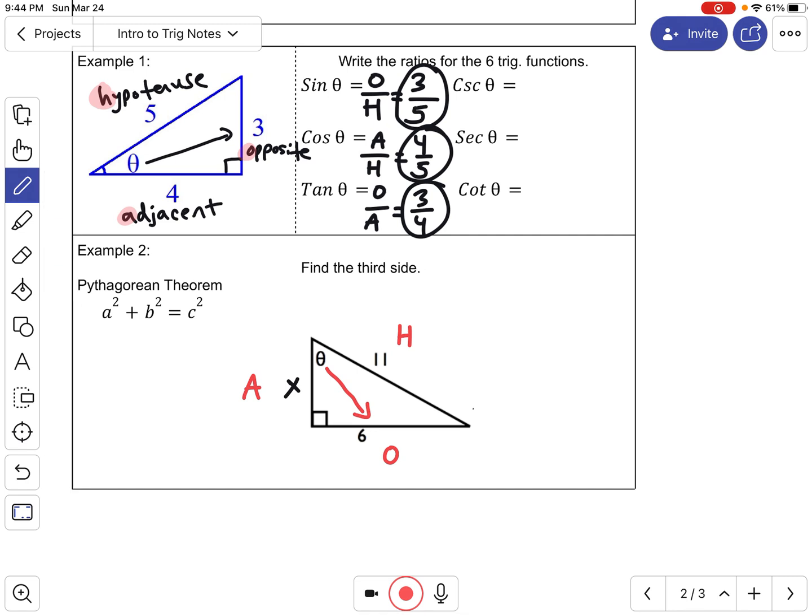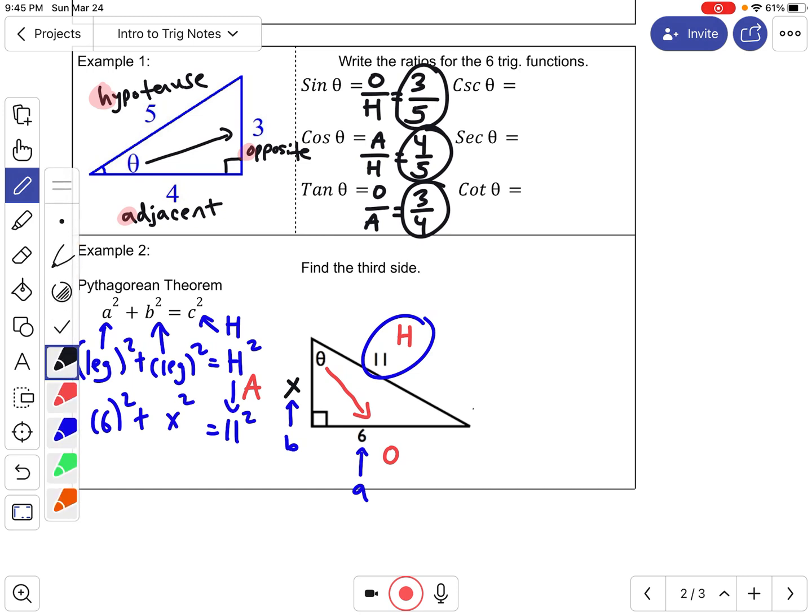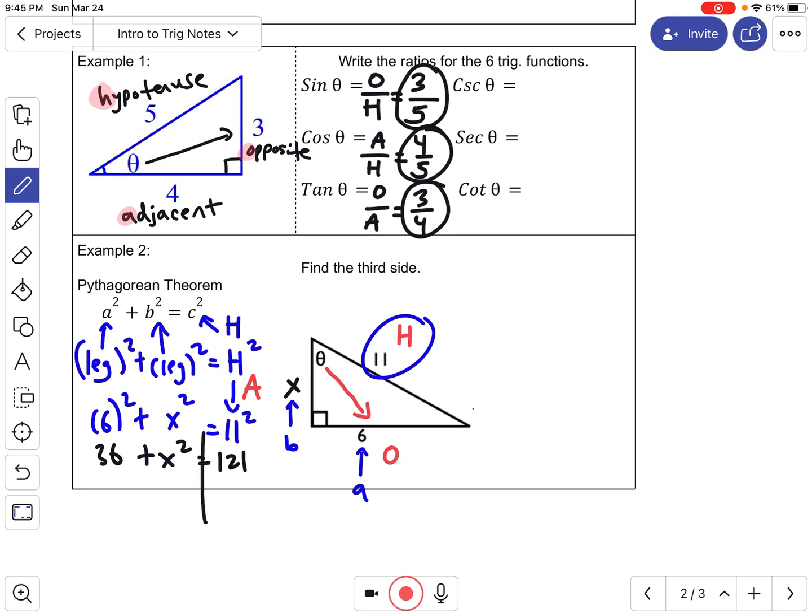These are both legs. A and B are legs, and C is the hypotenuse. Here the hypotenuse is 11, so I'm going to go ahead and replace this hypotenuse with 11. This is definitely one leg. That could be, let's say A, it doesn't matter. And then this could be our other leg, that could be B. So then I could say this would be 6 squared plus our unknown. And then 6 squared is 36, so we're going to simplify this. 11 squared is 121. And then we're going to solve for x by undoing PEMDAS.